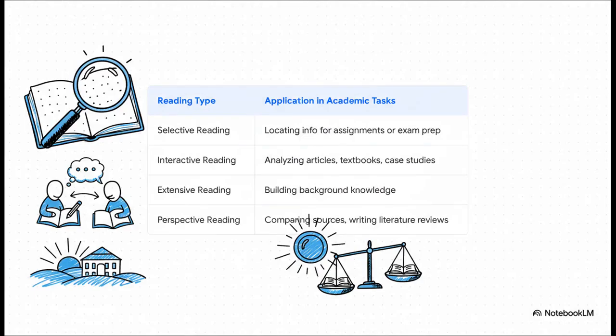Let's say you're cramming for an exam and you need to find specific definitions fast. That's when you grab your magnifying glass for some selective reading. But what if you need to deeply understand and critique a really important journal article? That's when you have a conversation with it. Time for interactive reading. Just starting out on a new topic and need to get the lay of the land? That's a job for the wide-angle lens of extensive reading. And when you're writing that huge literature review, you'll absolutely need your scales for perspective reading to weigh all your sources against each other.